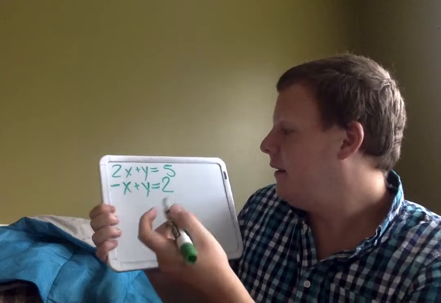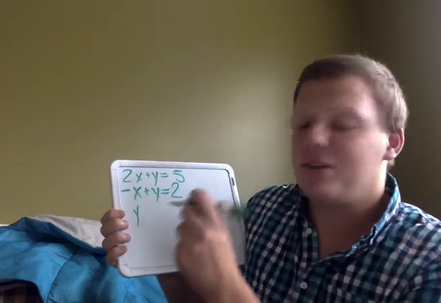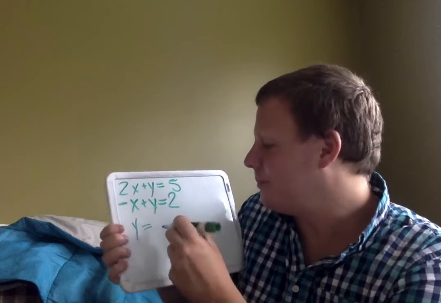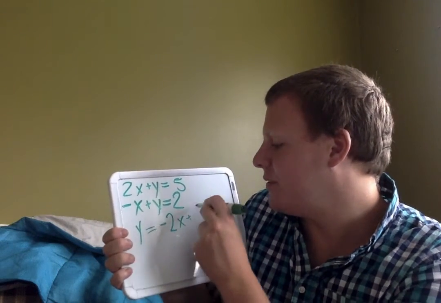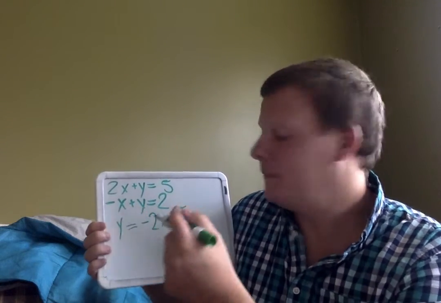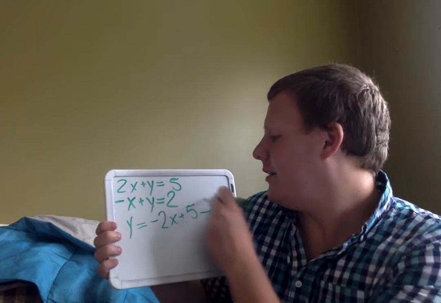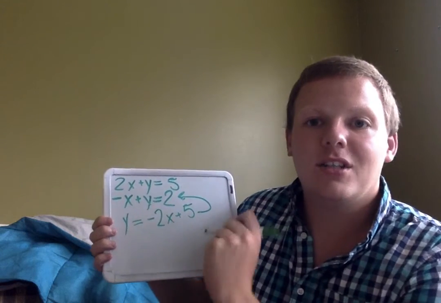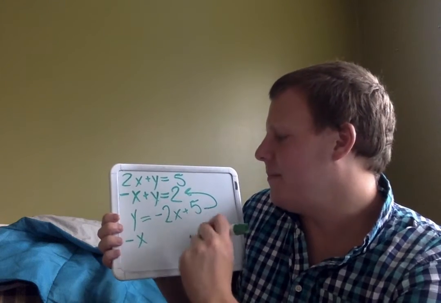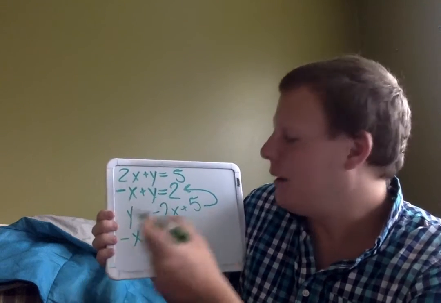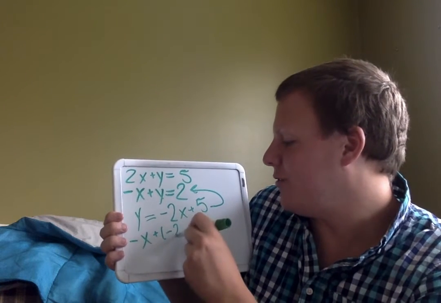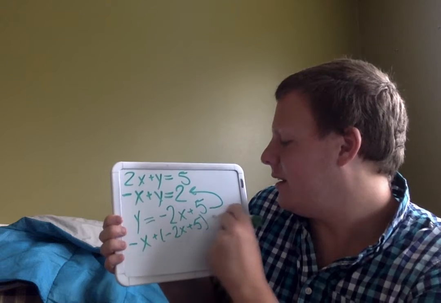Okay, we'll solve for y. And we already did that in the graphing stage where we put these equations into slope-intercept form. So we have minus 2x plus 5. Now what do we do? Good, we take this here and we substitute it into the other equation. So we'll have minus x, that stays the same. And then we add y, and we use our substitution here. So we're going to have plus negative 2x plus 5 equals 2.